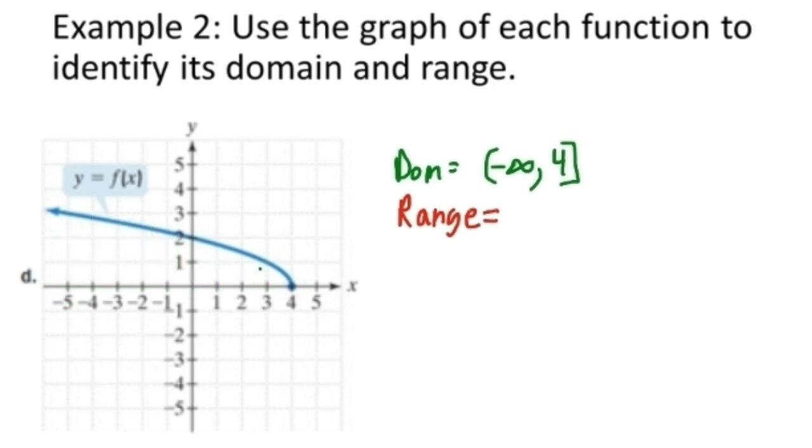Next, for the range, if I take my point 4, 0, bring it to the y-axis, I can see my lowest point is 0. But again, going to my arrow, it is pointing slightly upward. So even though it's going to be a slow slope, it is going to rise the farther left I go.